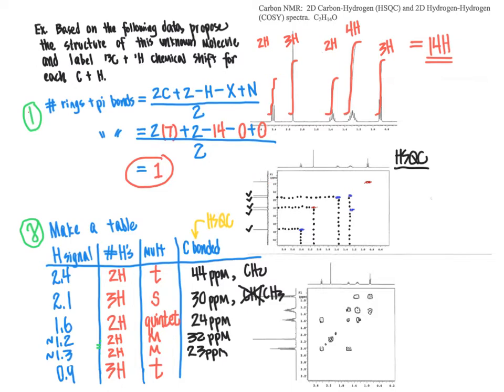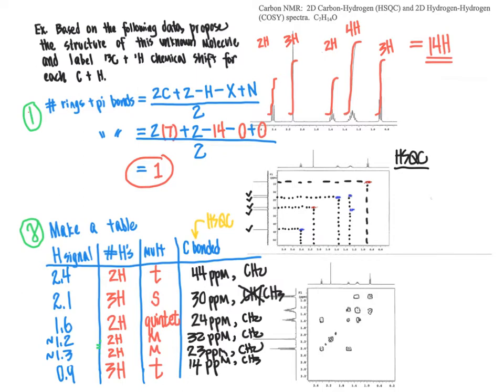And so following up on that, our signal in the proton spectrum at 0.9 correlates very nicely over to this carbon signal at 14 ppm. So I'm going to plug this in as 14 ppm for our 3 hydrogen triplet. And it makes sense that that is a CH3 group because of the fact that it is a red signal. These blue signals here represent CH2 groups, so I can go ahead and plug that in here into my chart as well while I'm at it.